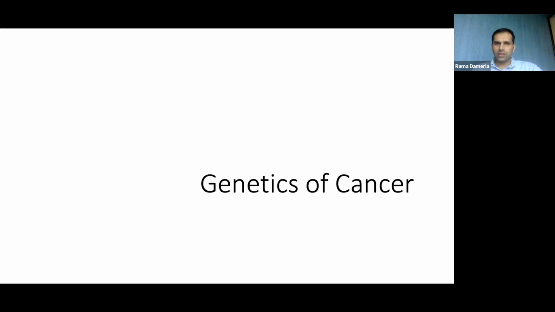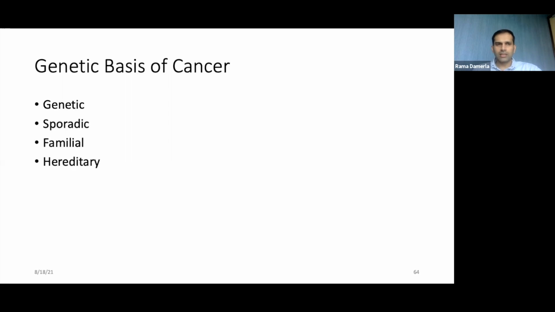So in my second part of the talk, I'm going to talk about the genetics of cancer, because I'm a cancer geneticist and we work a lot on genomics of cancer diagnosis and early detection. So cancer is basically a genetic disease. All cancers occur because of mutations in some genes, and based on the kind of cancer, it can be divided into sporadic, familial, or hereditary cancers.